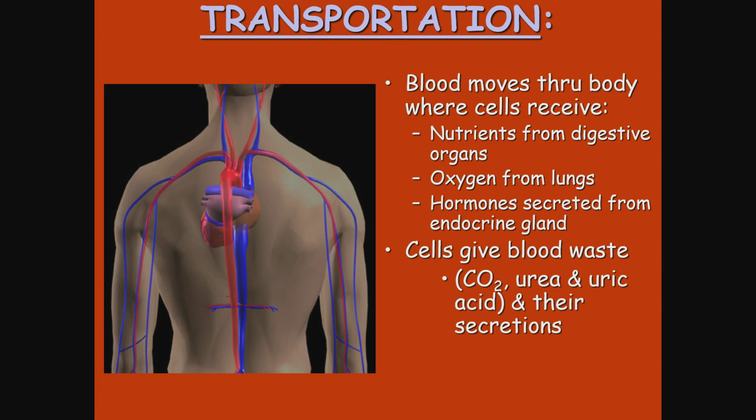Okay, the first function is transportation. Blood moves all over the body, and cells can receive nutrients that we picked up from the digestive system, oxygen that we picked up from the lungs, and hormones that were secreted from glands all over the body. And then the cells can dump off into the blood their waste products: carbon dioxide, urea, uric acid, and other secretions. There's a ton of stuff, but basically it's waste.